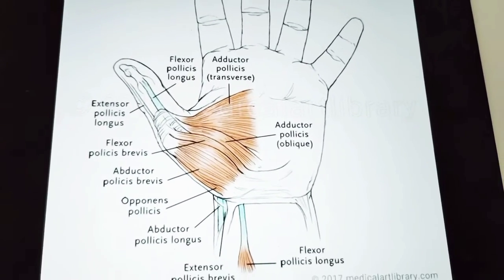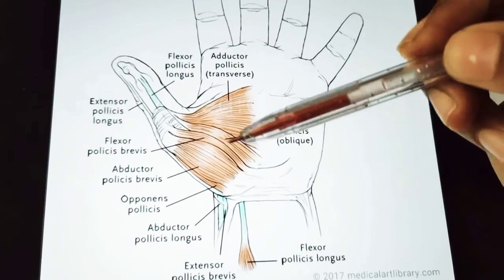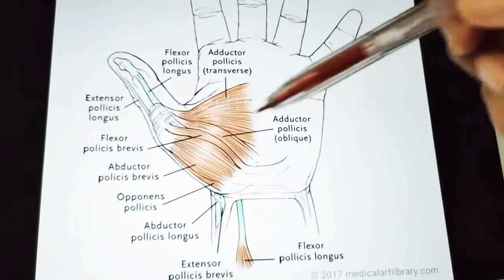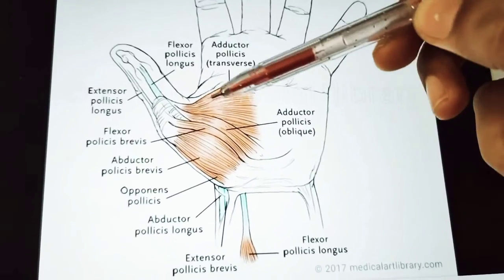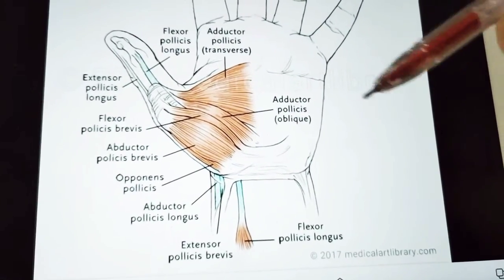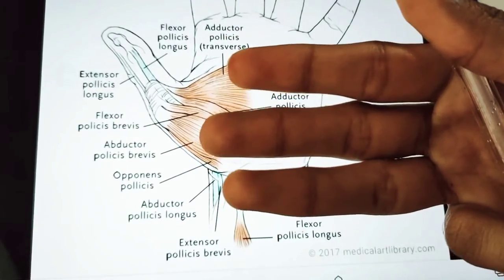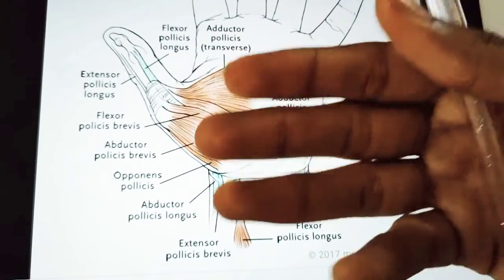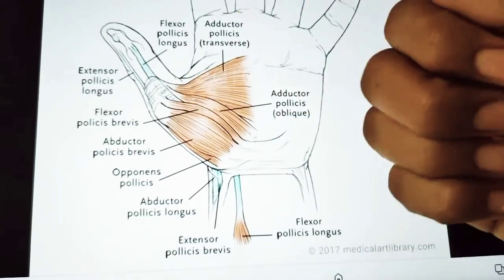So first we'll start with the thenar eminence. I think this is the thenar eminence, and this is the hypothenar eminence. So today let us check out the muscles of the hypothenar eminence. We are going to mainly deal with the three muscles of the hypothenar eminence. Not three, four. Four muscles of the hypothenar eminence.